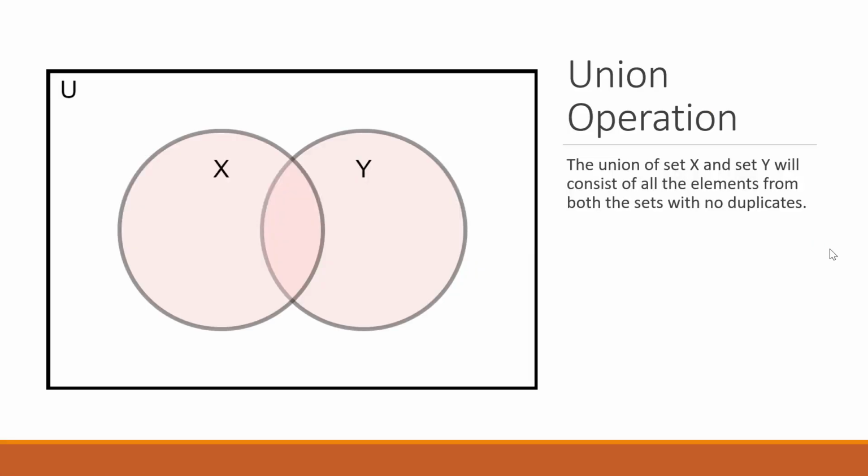To understand this mathematical operation, let us consider two sets, x and y. The union of sets x and y will consist of all the elements from both the sets, including no duplicate values. In the diagram you can see one representation of the union operation. Now how can we implement the union operation? To implement the union operation on sets, we either need to use the union method, which is another built-in method in Python, or we can use the union operator. Let us look at one example related to it.